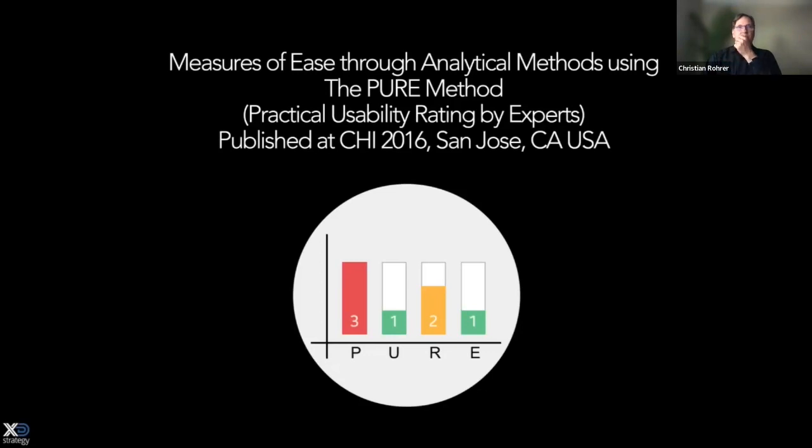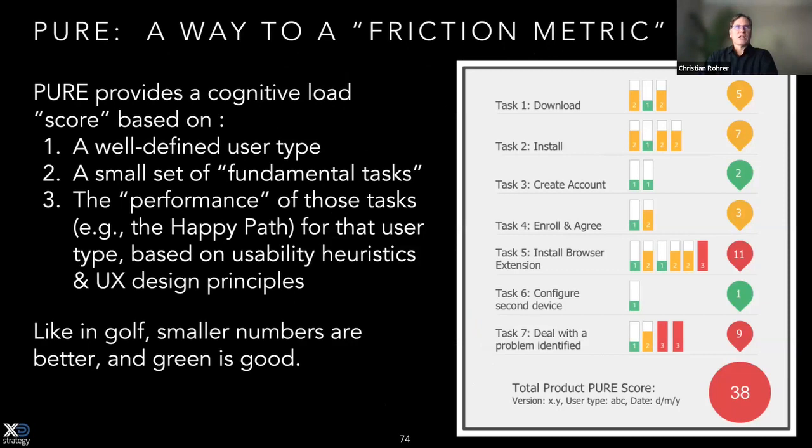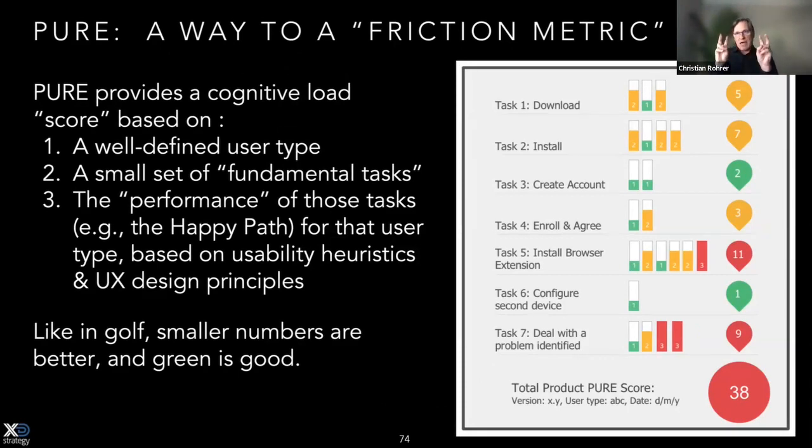And that's what leads me to that paper that I wrote back in 2016 and presented at CHI, where we talked about practical usability ratings by experts. Put simply, it's a way to produce a scorecard that reflects the cognitive load of a given product by just focusing on the most important or well-defined user type, looking at how hard it is for them to perform a well-defined small set of fundamental tasks, and even just looking at the happy path, the best way those tasks could be accomplished.